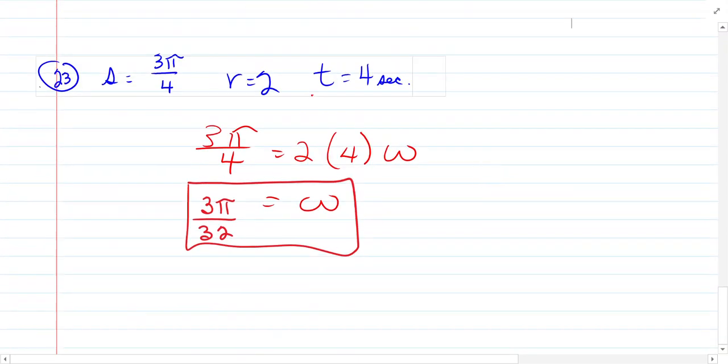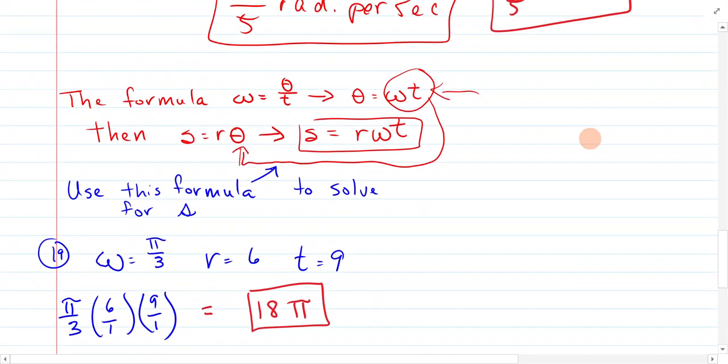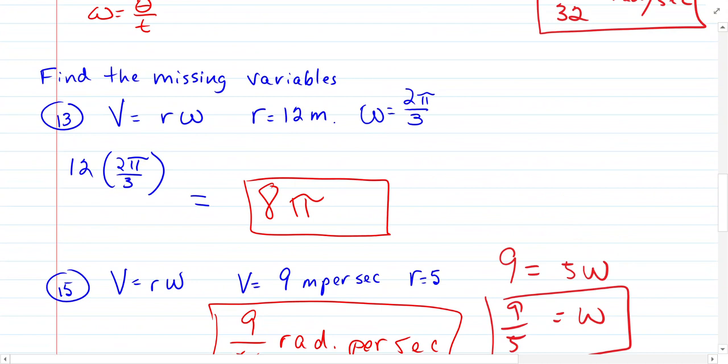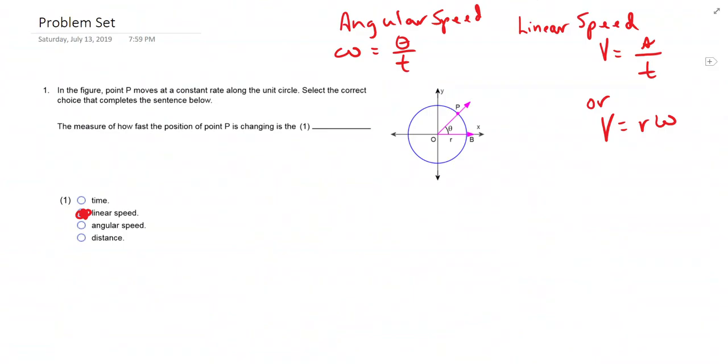S equals 3 pi over 4, R equals 2, T is 4 seconds. So S equals RWT. Plug in all the parts, divide by 8. You get 3 pi over 32. So it's really just manipulating that formula. So I think these problems should not be too tough. Let's go look at them.